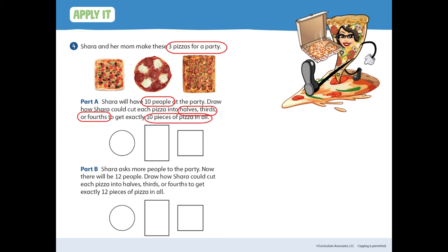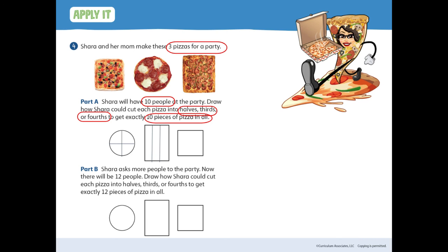All right, so let's see. The first one, I did in half, that's 2 pieces. Then I'm going to cut it into fourths, that's 4 pieces. I know 10 minus 4 is 6, so I need 6 more pieces. Well, here's this next pizza. Is that equal? No, so I cannot partition it like that because it is not equal.